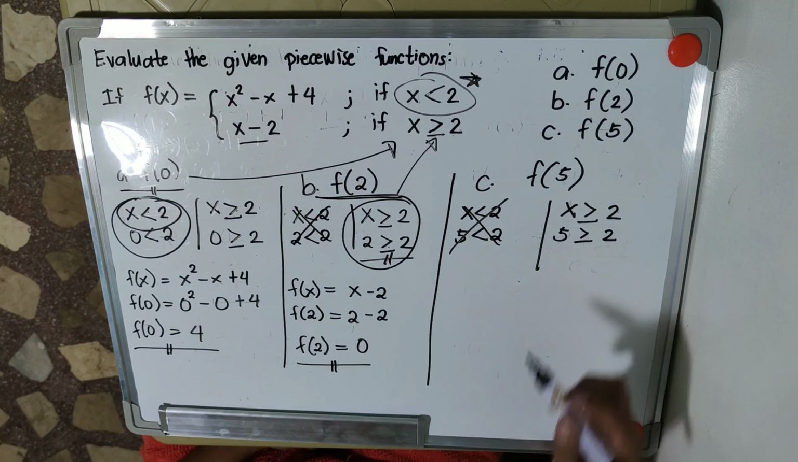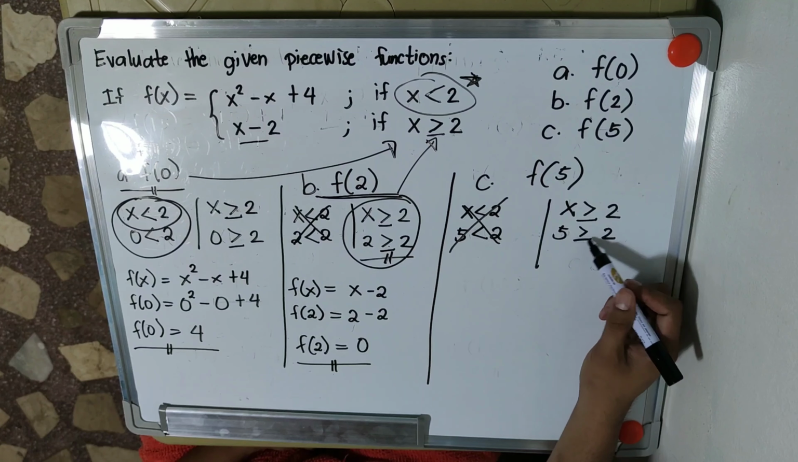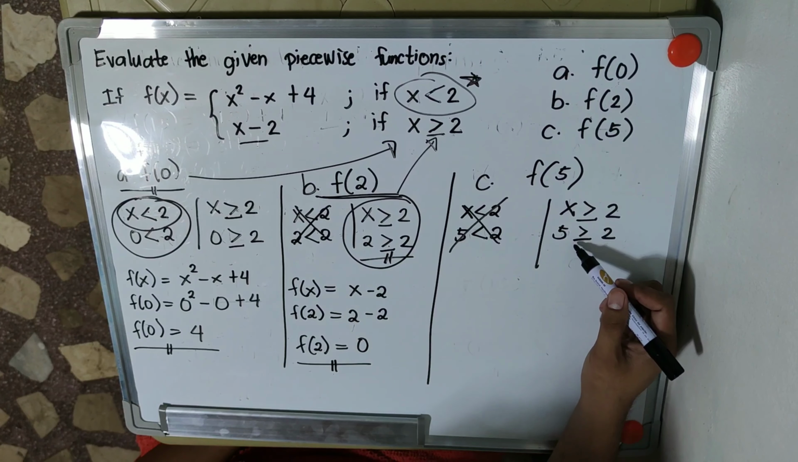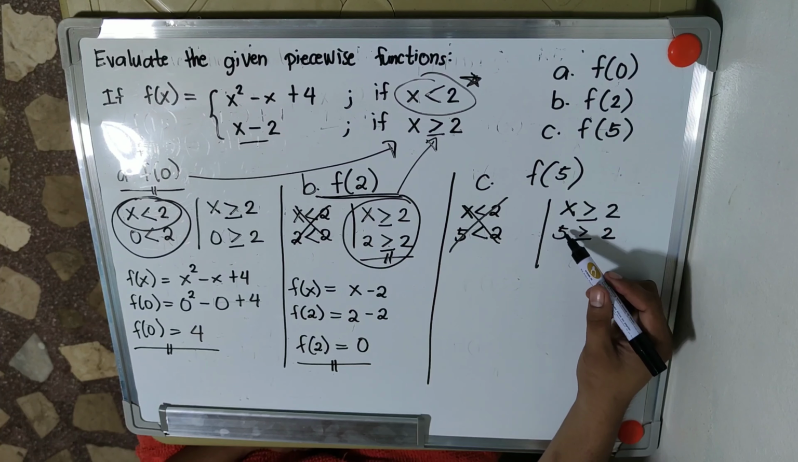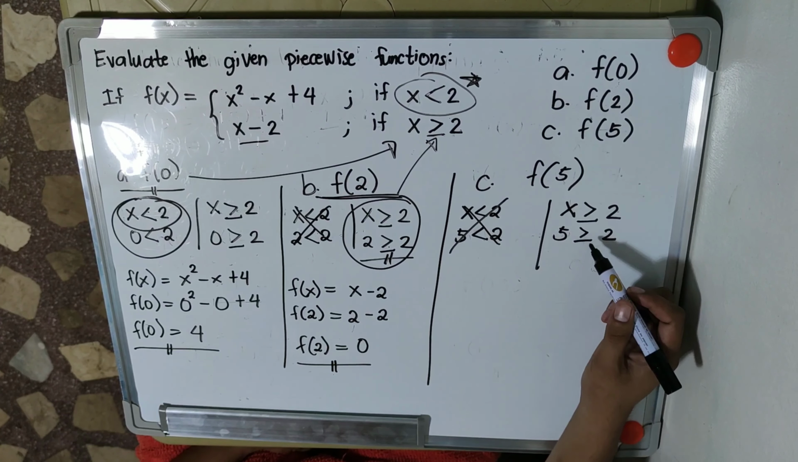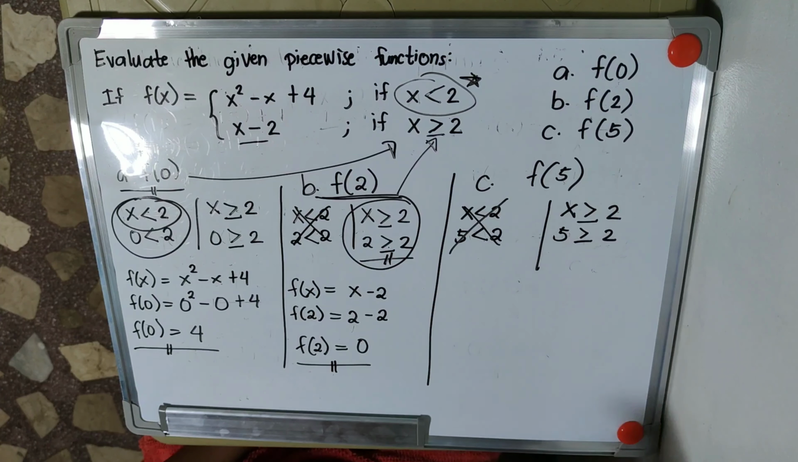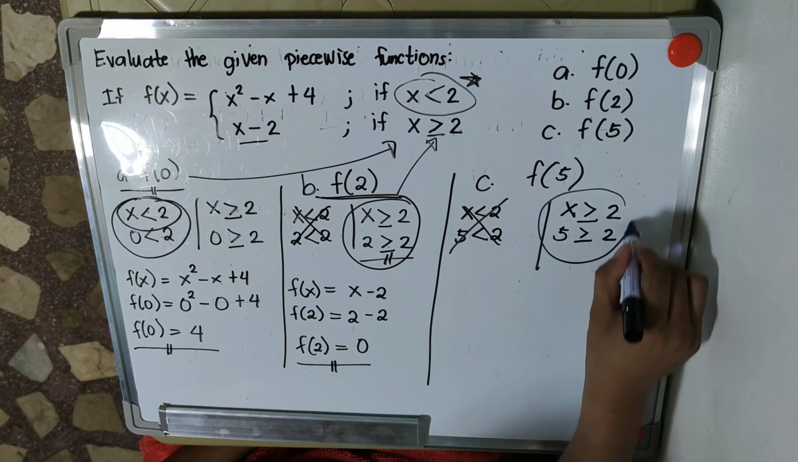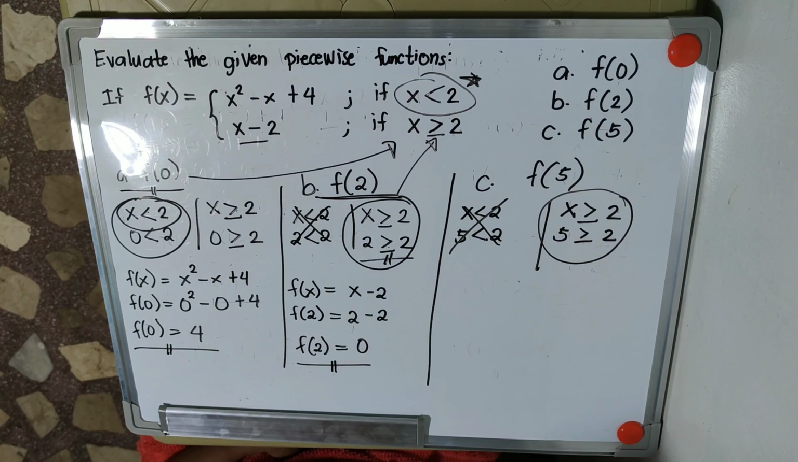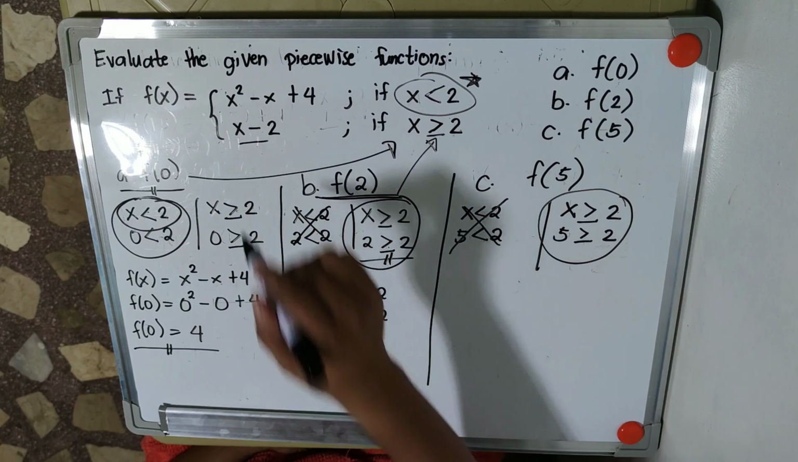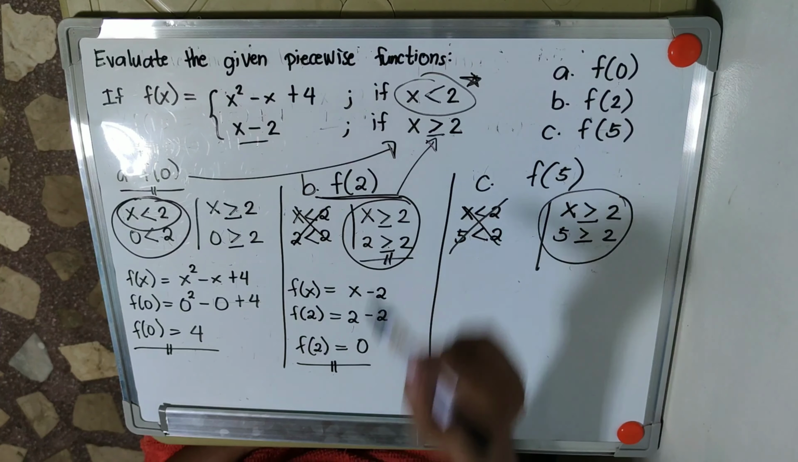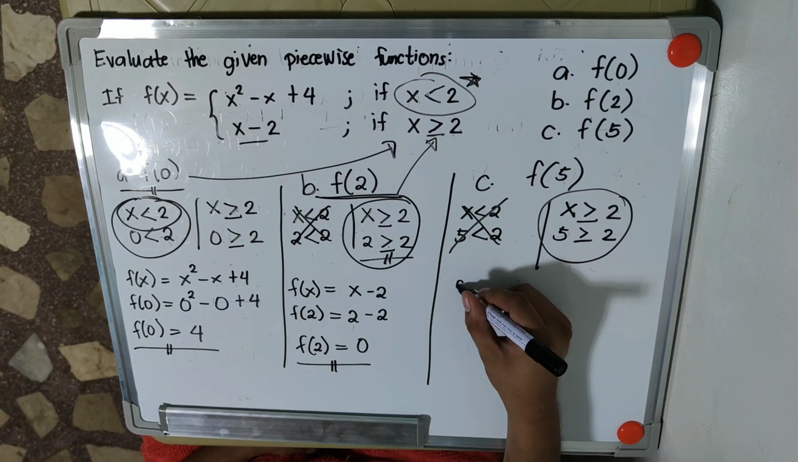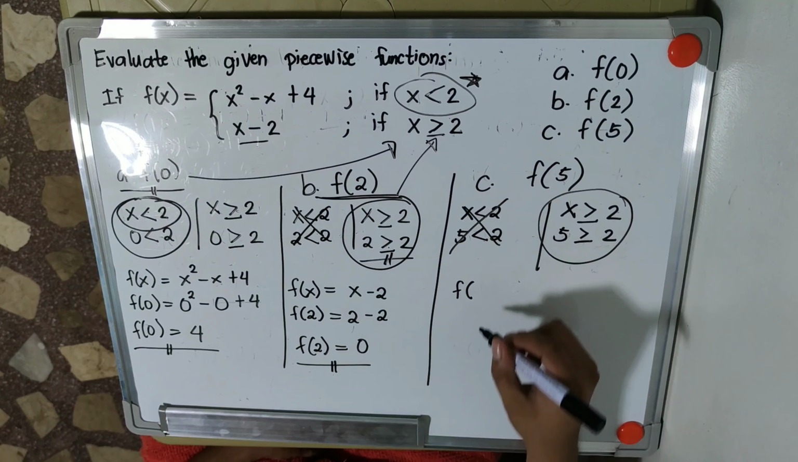What about the other side? 5 greater than or equal to 2. Saan nakaharap yung symbol? Kay 5. Ibig sabihin ay 5 ay mas malaki kay 2. Which is right. Kasi 5, basically, in mathematics, 5 is really greater than 2. So we are going to use this condition. In what equation we are going to use? Second equation again because the condition is being satisfied. So we are going to use the second equation.